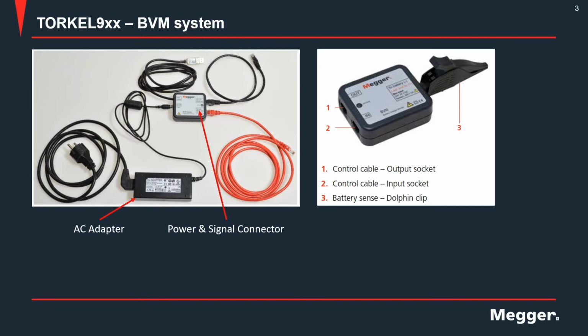Each module has a couple of Ethernet ports. One port is marked in, the other one is marked out. It has a banana connection on it, on which fits a dolphin clip. The dolphin clips are provided by us by default. We also have some other options if you want to go with those, or you can get your own, which you can connect to the BVM by using a banana cable. You can also see a USB cable in the picture on the left. This USB cable comes out from the power and signal connector and it goes into the Torkel.